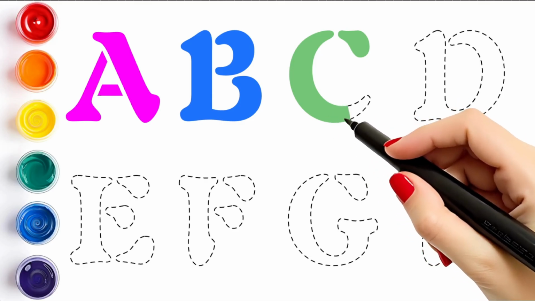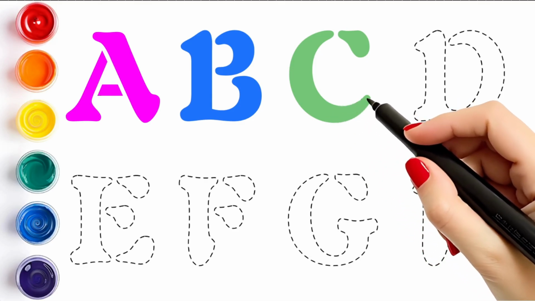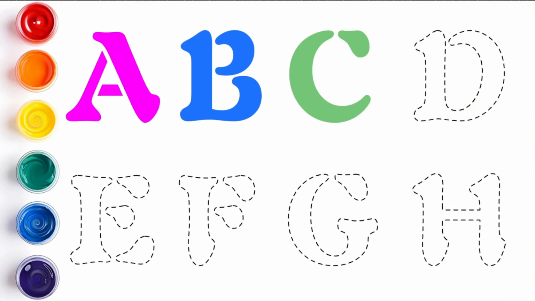C. Medium green color. C is for car, a fast vehicle that takes us from place to place.